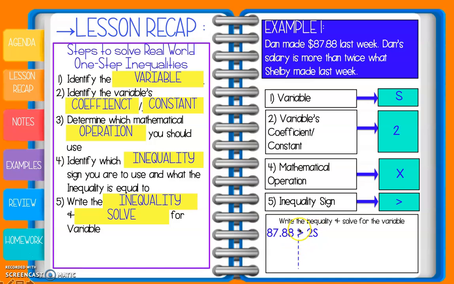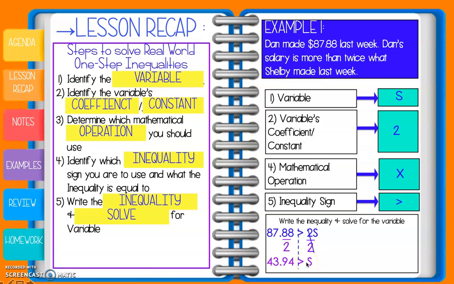So the first thing we're going to do is split our inequality. Okay, so whatever I do on the left, I have to do on the right. I know, because I wrote this, that this is multiply. Okay, so to get the S by itself, we're going to divide by 2 on both sides. I have a times by 2 and a divide by 2, and those cancel. So I'm just going to have my S. And then I need to do 87.88 divided by 2. When we do that, we get 43.94 is greater than just S.